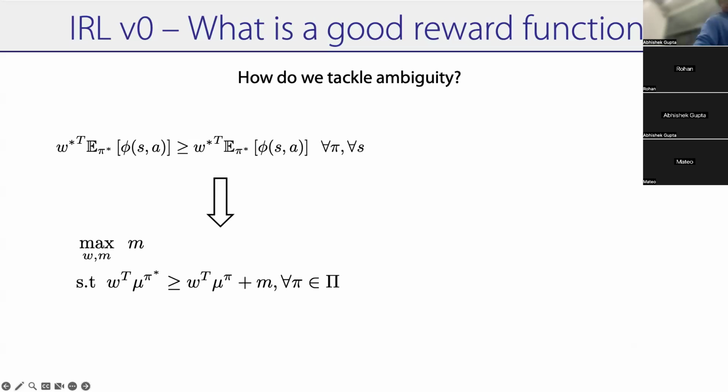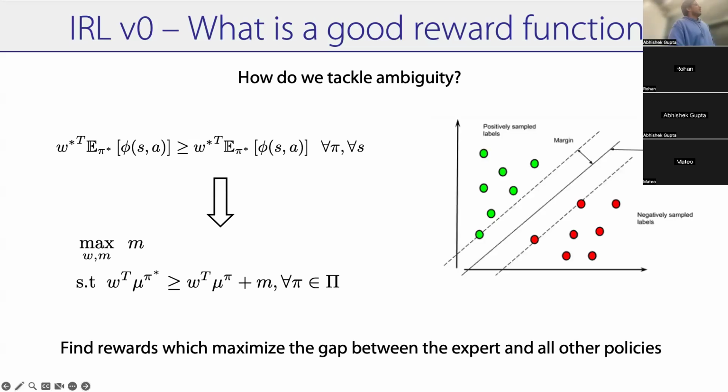And the reasoning is the same as SVM, right? So it's trying to say, let's try to find the weight vector which gives you the biggest difference with all the other policies. And the hope is that is not trivial, and that it is going to generalize better. I'm unclear if that's true, but you have to make a choice on how you want to resolve ambiguity.